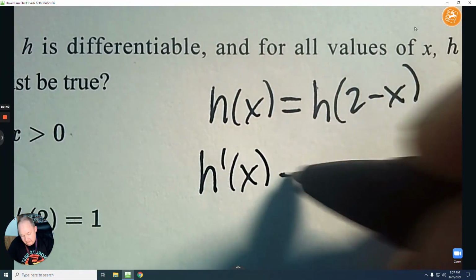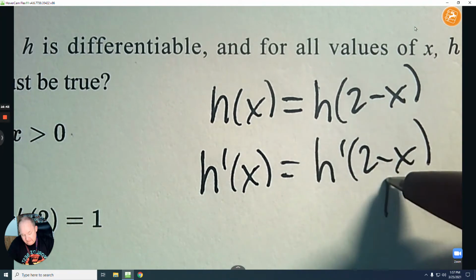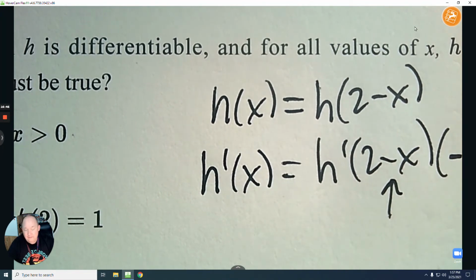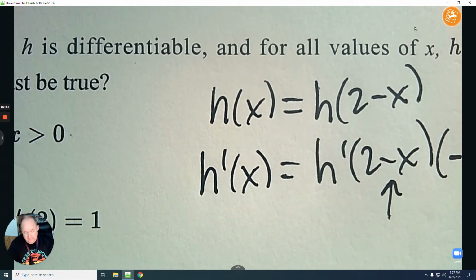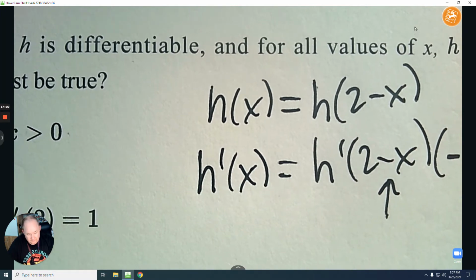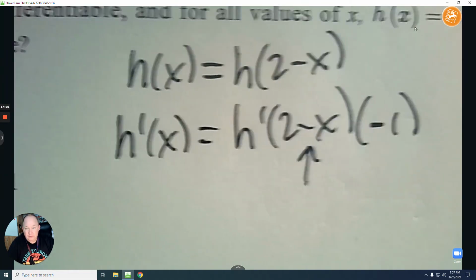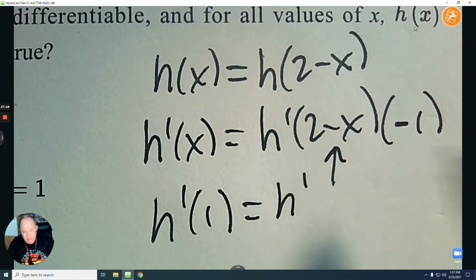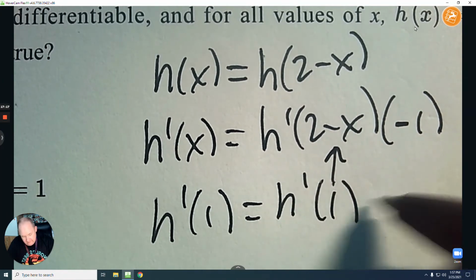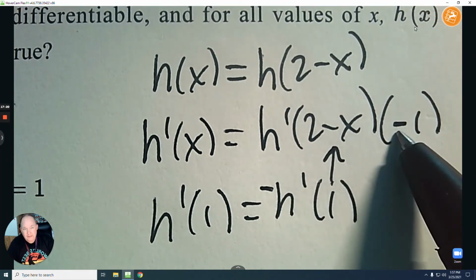So the next issue would be the derivative. We're going to take the derivative of both sides, and that creates a factor of negative 1. Then it says h of x equals h of 2 minus x. Now we're going to take the derivative at 1, so we're going to plug in 1. If I plug in 1, 2 take away 1 is 1, and it's a negative because of that negative in front.